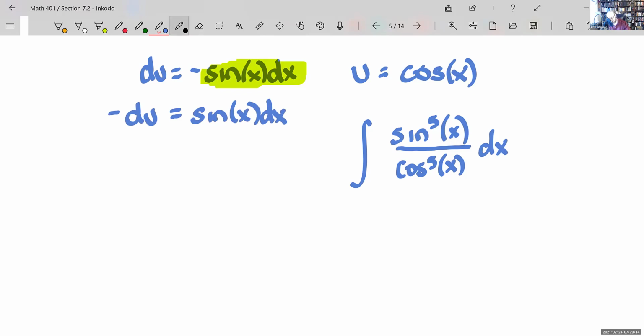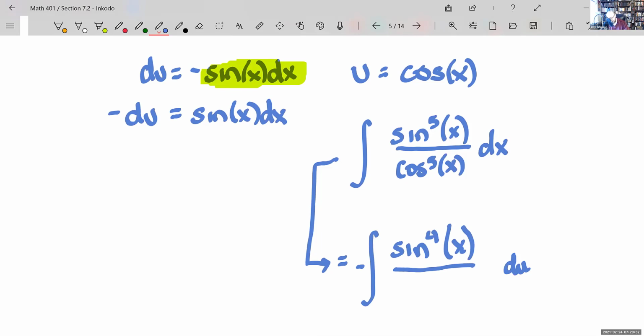So let me go ahead and grab this guy and just say I'm going to do my substitution here. I'll steal 1 power away from the sine. I'll trade it out for a negative du. Okay. And so I'm left with 4 powers on that sine. And downstairs, the cosine to the 5th is actually U to the 5th, because U is cosine.